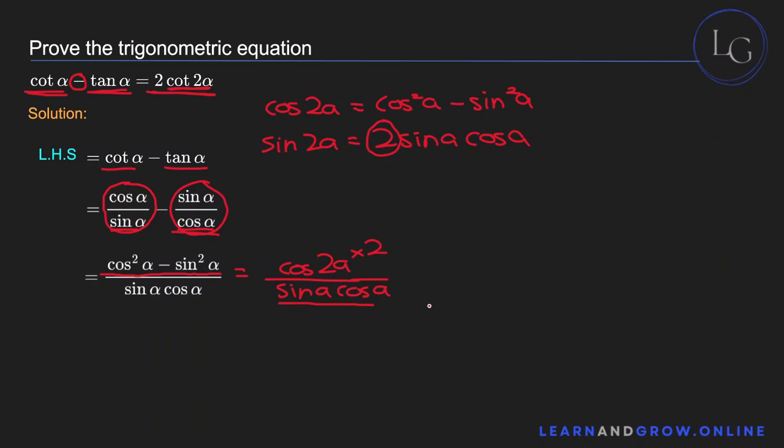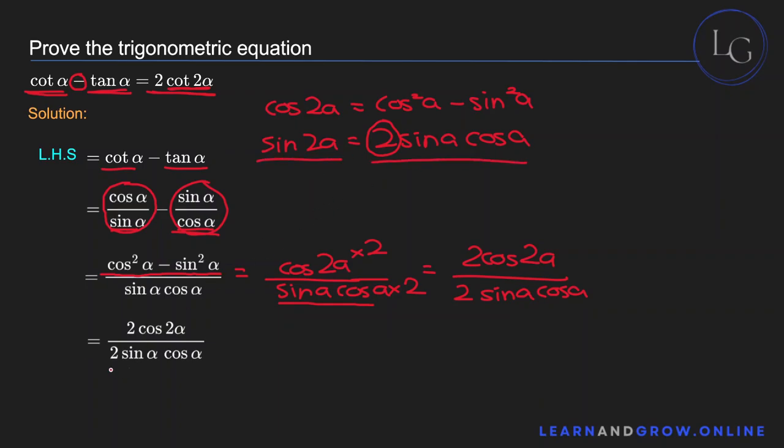So multiply this cosine 2 alpha with 2 and multiply this denominator with 2 as well. And so you get 2 cosine 2a over 2 sine a cosine a, right? And now you can apply this identity in this denominator. And so you get 2 cosine 2a over sine 2a. And now cosine 2a over sine 2a becomes cotangent 2a. And so you're eventually left with this. And now you've proven that the left hand side and the right hand side are equal.